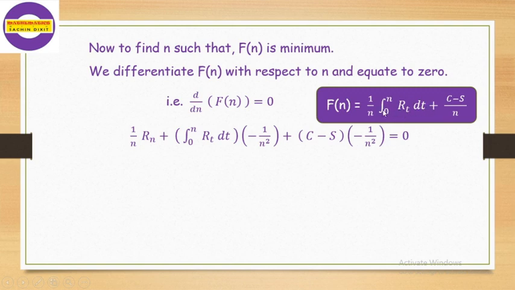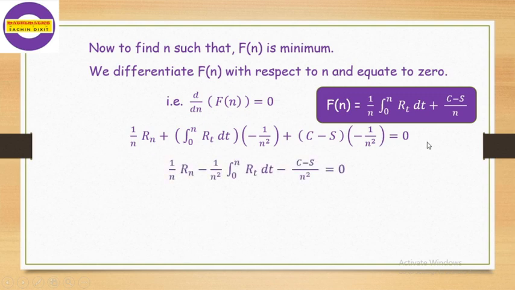Apply product rule. First 1 upon n as it is, and derivative of this integral from 0 to n RT dt is nothing but Rn. Derivative and integration are opposite processes, hence its derivative is Rn. Plus, now that integral kept as it is, and find the derivative of this 1 upon n. Derivative of 1 upon n is minus 1 upon n square. Plus, now in the second term, C minus S divided by n. C minus S is constant, kept as it is, and derivative of this 1 upon n is again minus 1 upon n square, which is equal to 0.